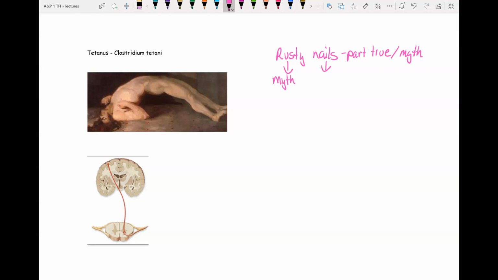The nails part is kind of true because if you step on a nail, you get a puncture wound. And you tend to get tetanus from puncture wounds. Your highest risk of getting tetanus is from a puncture wound. So a little about tetanus. Tetanus is caused by a bacteria. It's called Clostridium tetani. This is an anaerobic bacteria, so it means that it only lives where there's no oxygen.